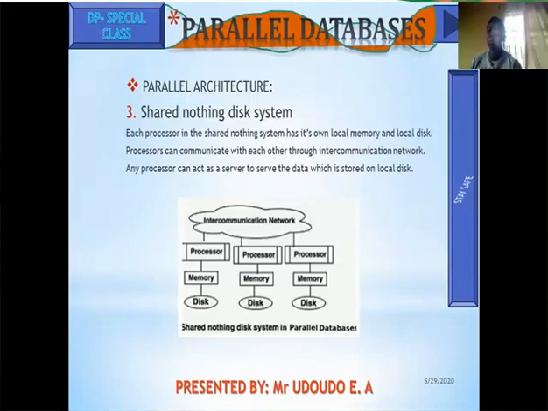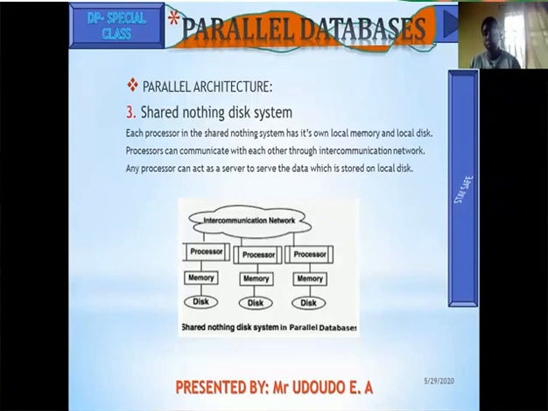Shared nothing disk system. All the servers and all the clients are on their own. They share nothing in common. The branch office in Port Harcourt is operating independently. All the clients, all the customers in the Port Harcourt branch, are in my own server. I'm managing them without any issue or interference with any other branch, in Ireland, in India, or any other place. They are all on their own.